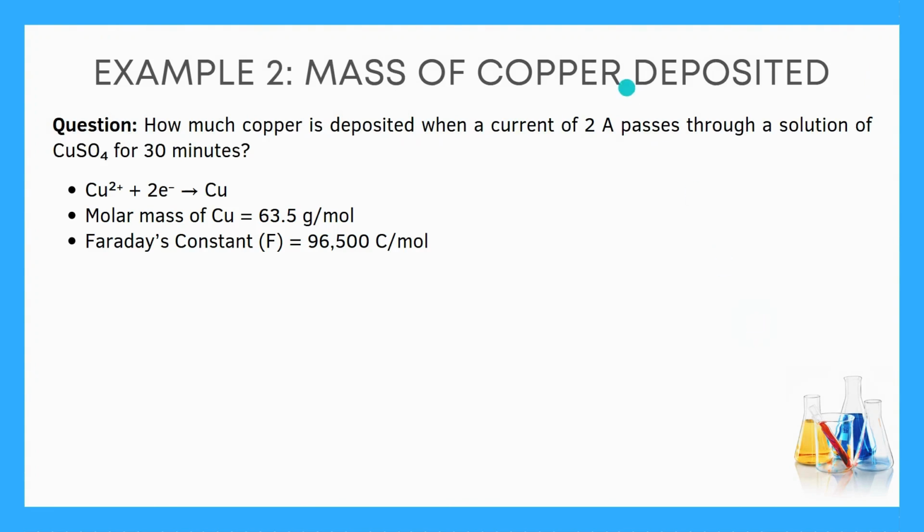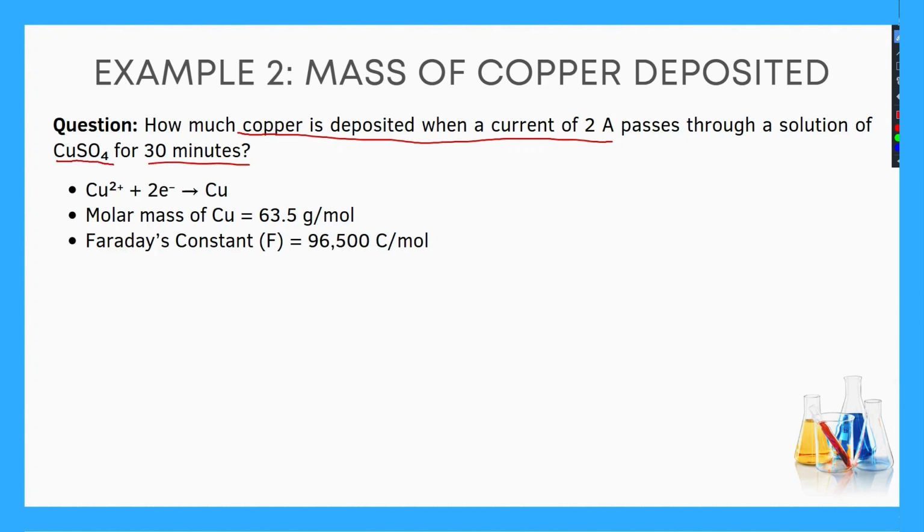The second question asks us, how much copper is deposited when a current of 2 amperes passes through a solution of copper(II) tetraoxosulfate(VI) for 30 minutes? Now they've given us all the details we need to know. We have the electrochemical reaction, we have the molar mass of copper, and we have Faraday's constant. So let's see how each of these variables comes into play, and let's solve the question step by step.